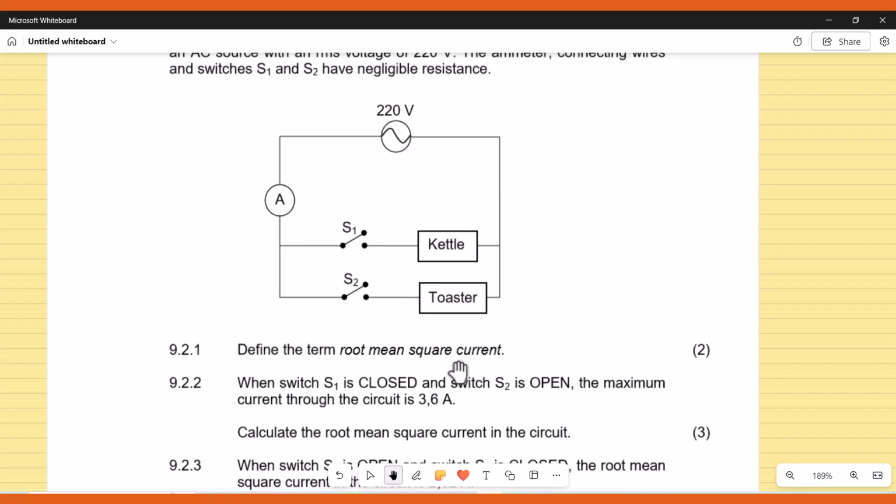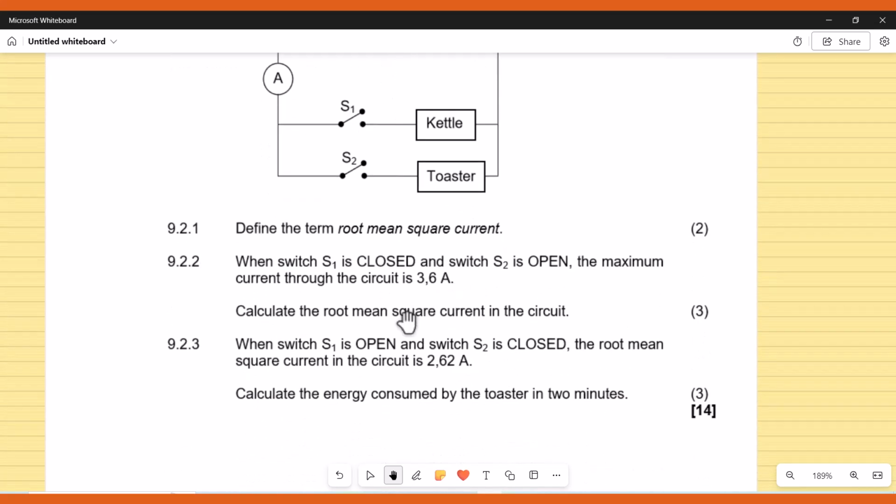Okay, next question here. They say calculate the root mean square current in the circuit. They gave us the I maximum, which is 3,6. So our I RMS, I hope you remember the formula, equals I maximum divided by root 2. In this case, I maximum given to us is 3,6, divided by root 2.